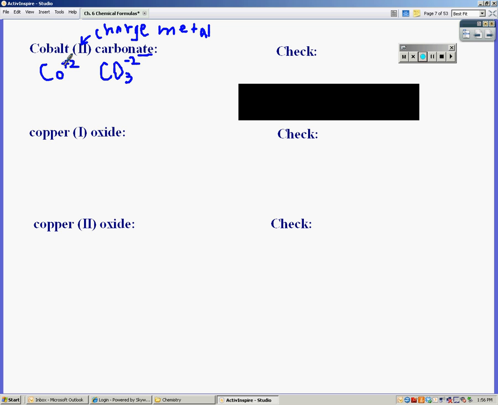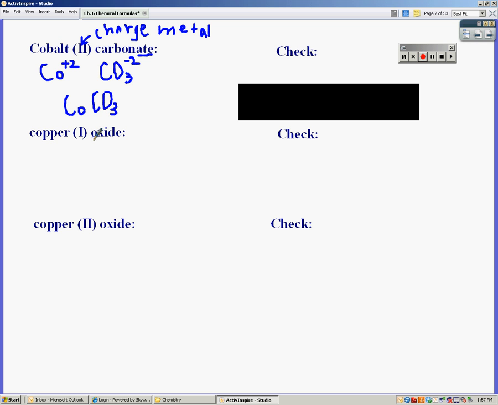Okay, so now I would do crisscross, and +2 and a -2 already balances out to equal 0, so it's just a 1-to-1 relationship, and I would just put my symbols together. Those 2's would reduce down to 1's. So that's the formula for cobalt-2 carbonate. Also notice the lowercase o and the uppercase O. Very important, right? Otherwise, you would confuse cobalt with carbonate without those differences.